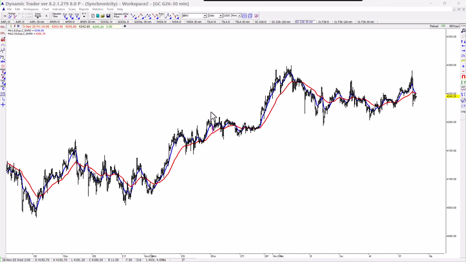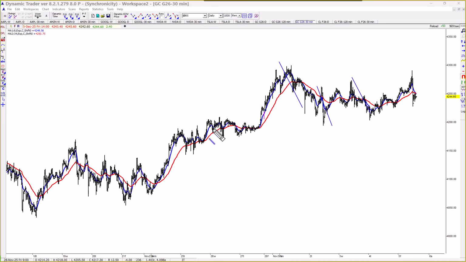In today's video, we're going to look at the gold market. This is the February futures contract on a 30-minute chart. And again, we're starting with a blank chart so I can show you how we come up with these levels and setups. So I'm going to start by running the symmetrical projections.